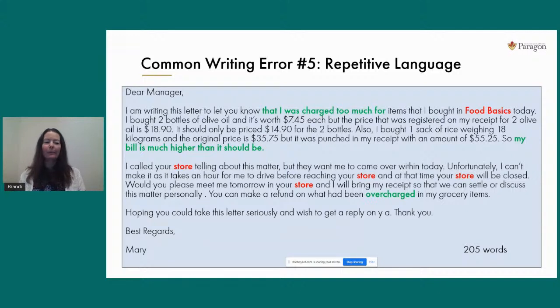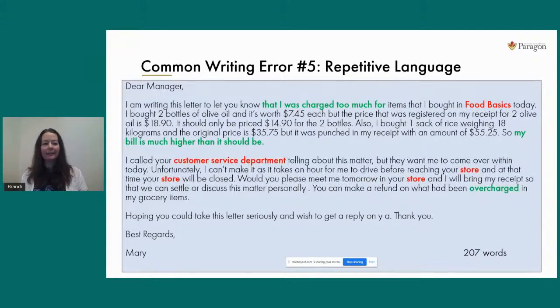Okay, now for probably the more important revision in that second paragraph, we can't use the word store that many times. It's too much. So rather than say, I called your store to talk about this matter, would it be accurate to say, I called your customer service department? That would at least give us some variety. In the second line, she says, unfortunately, I can't make it back as it takes an hour for me to drive before reaching your store. And at that time, your store will be closed.